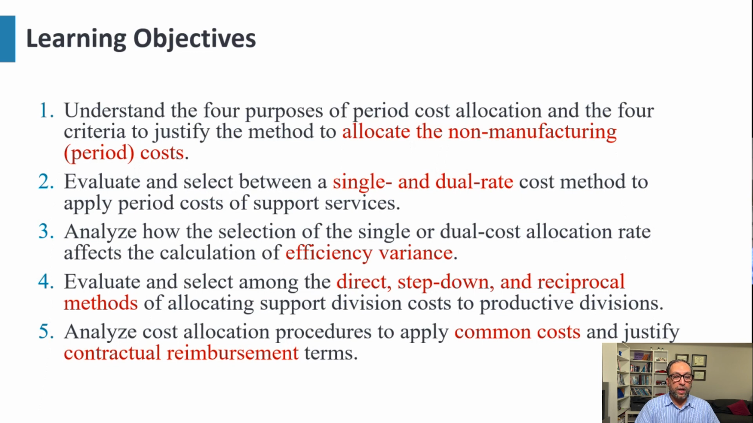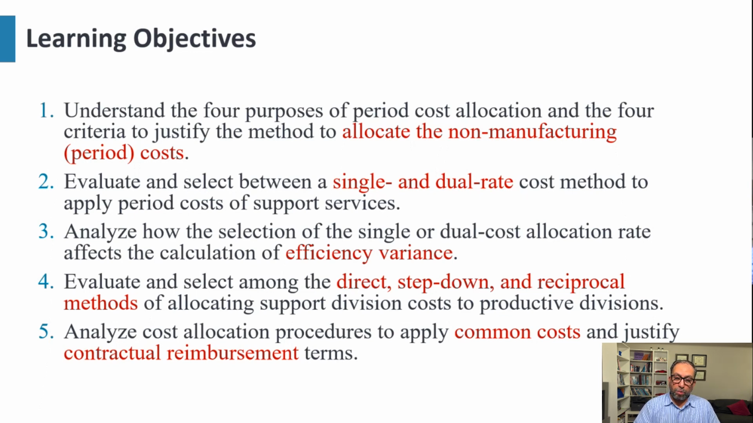Evaluate and select among the direct, step down, and reciprocal methods of allocating supporting divisions' cost to productive divisions. Now, these are the three main ideas that we're going to learn. One is what method we're going to use to distribute the supporting division or services division cost towards the production division. The first one is the direct method, where we allocate each support department's cost directly to the production department. And we can apply both rates, dual rate or single rate, to the direct method as well.